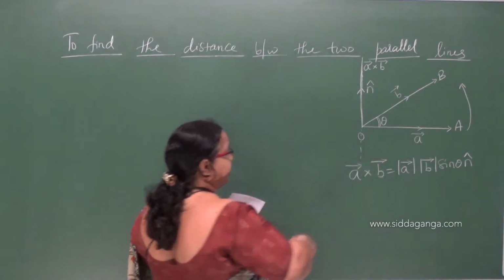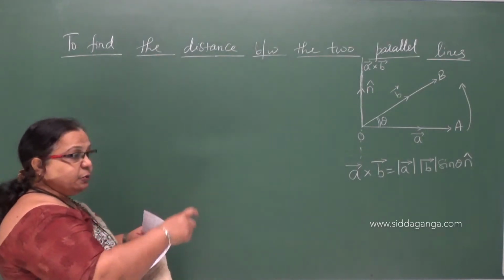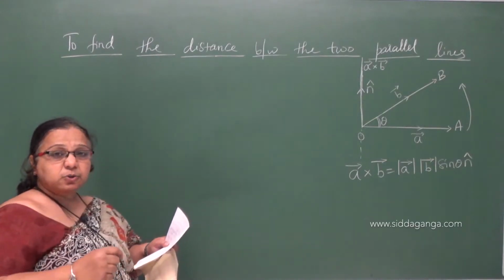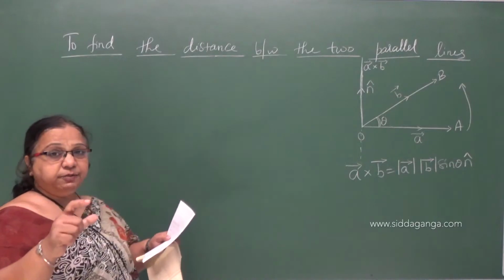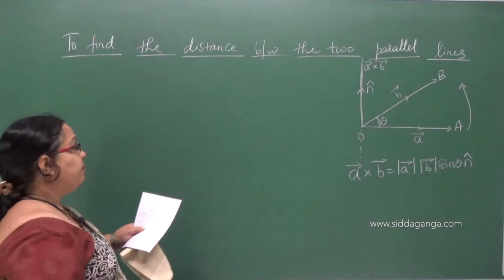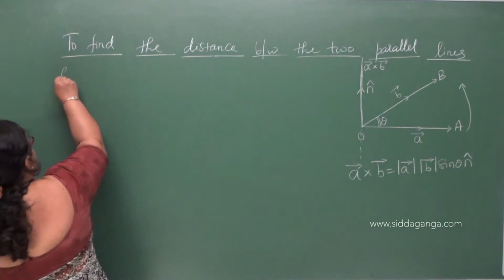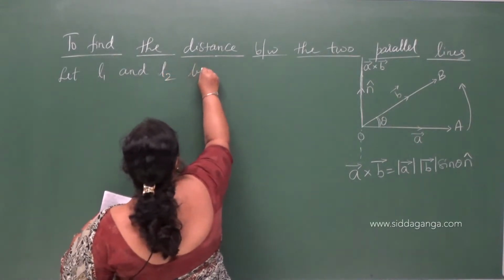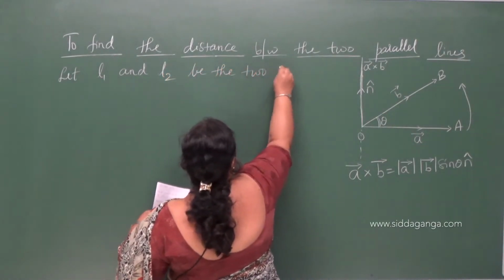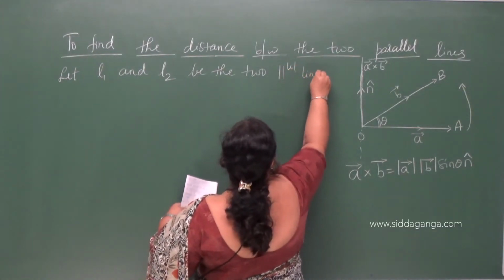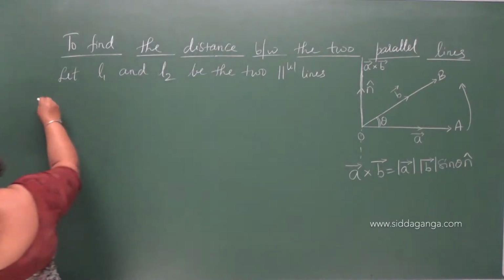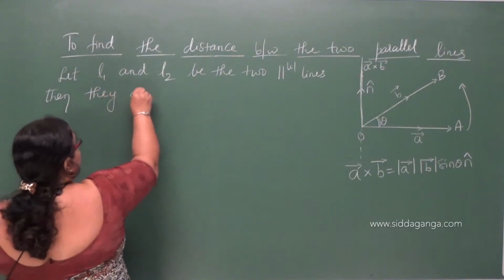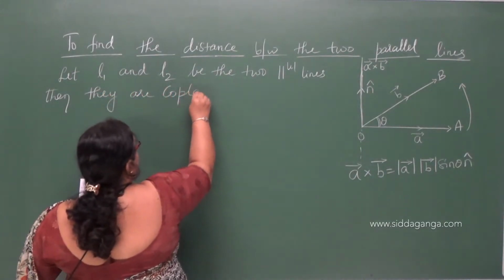We are going to use this definition, this vector algebra part, while deriving the distance between the two parallel lines. So now let L1 and L2 be the two parallel lines, then they are coplanar.